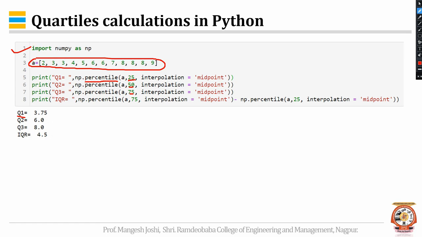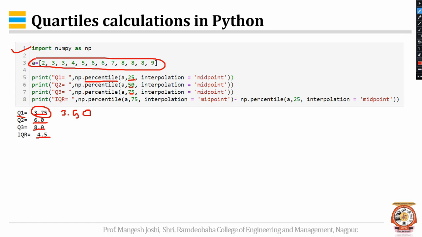So your Q1 is 3.75, your Q2 is 6, your Q3 is 8, and inter-quartile range is 4.5. This should be 3.5, right? By mistake it is written as 3.75, but it is 3.5.